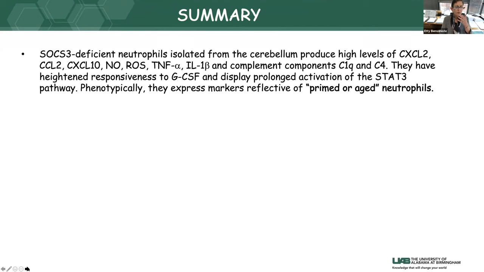So from this part of the data, what I've shown you is that neutrophils that are lacking SOCS3, and these are coming from the cerebellum of mice with brain-targeted EAE, produce very high levels of a range of pro-inflammatory cytokines and chemokines. They produce ROS. They also make a number of components of the complement cascade. They have a heightened responsiveness to G-CSF and display prolonged activation of the STAT3 pathway. And so they express markers reflective of a primed or aged neutrophil.